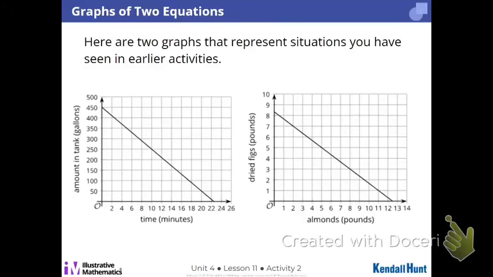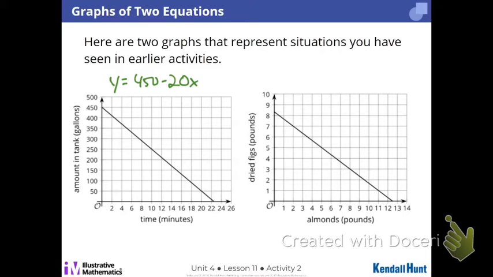Let's get into this. I'm gonna walk us through the first one, and you're gonna walk me through the second one. So, on this first one, it gives us the equation y equals 450 minus 20x, right? So who can tell me on this graph on the left, which is from a lesson the other day where we had a tank full of water and we were losing water.